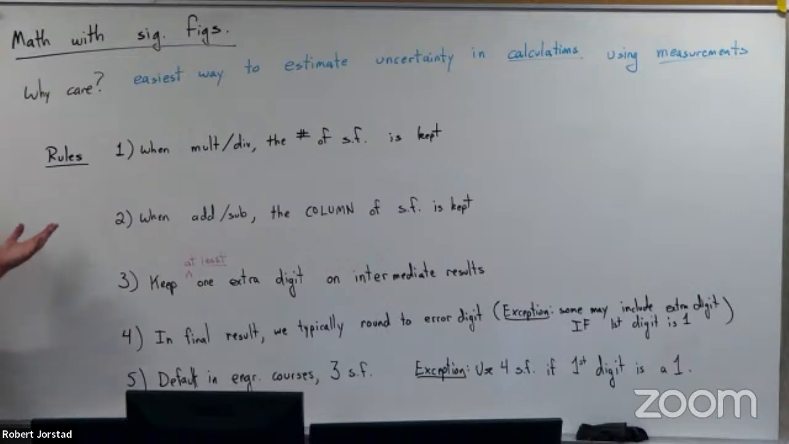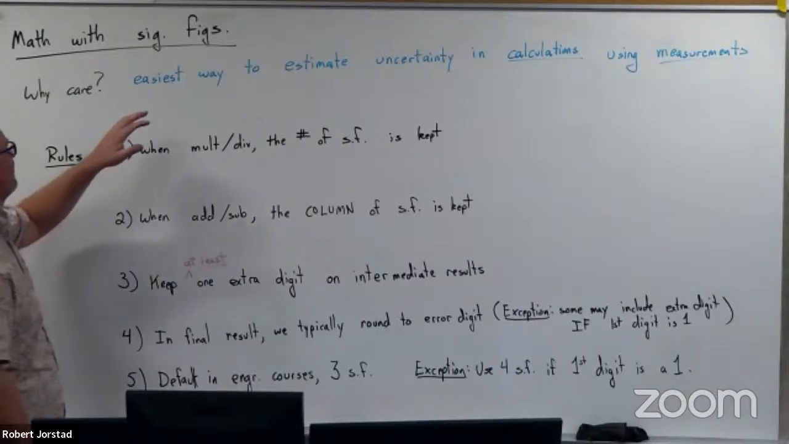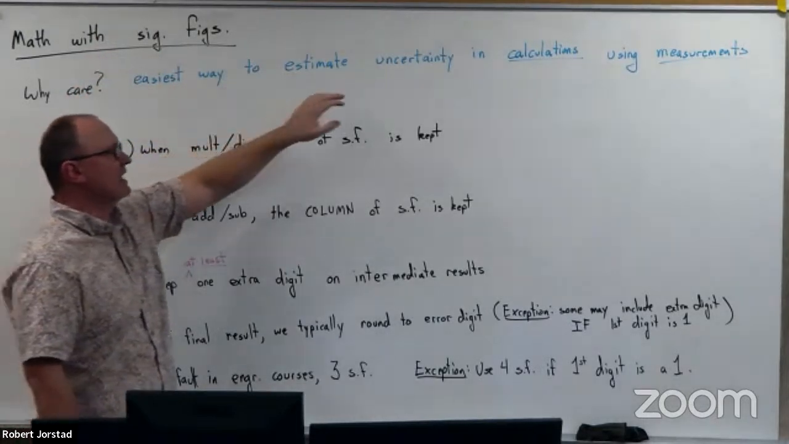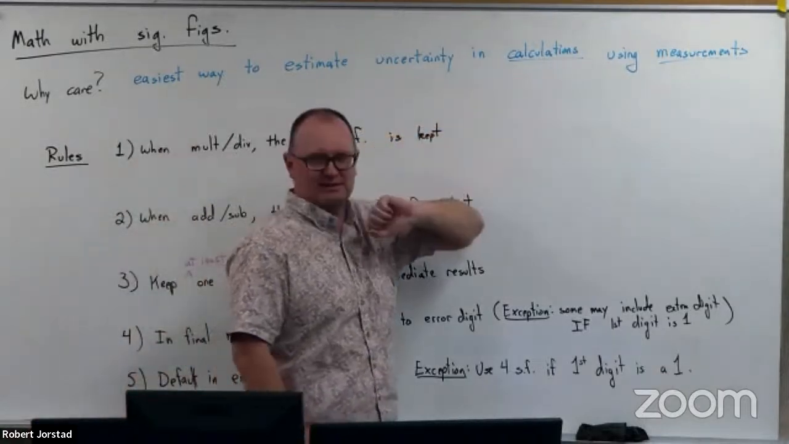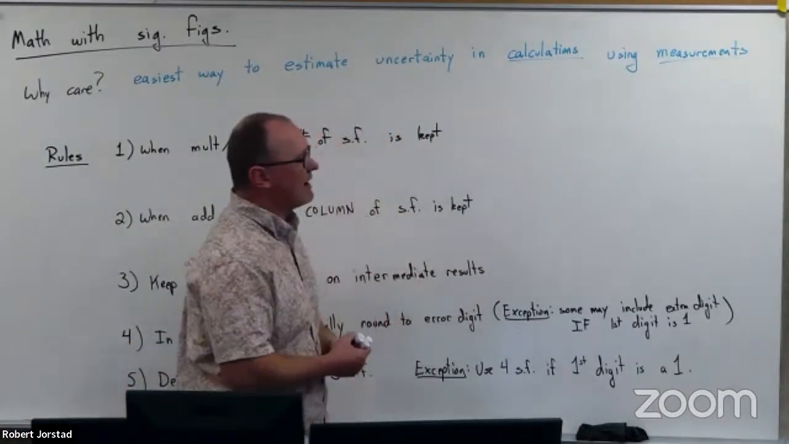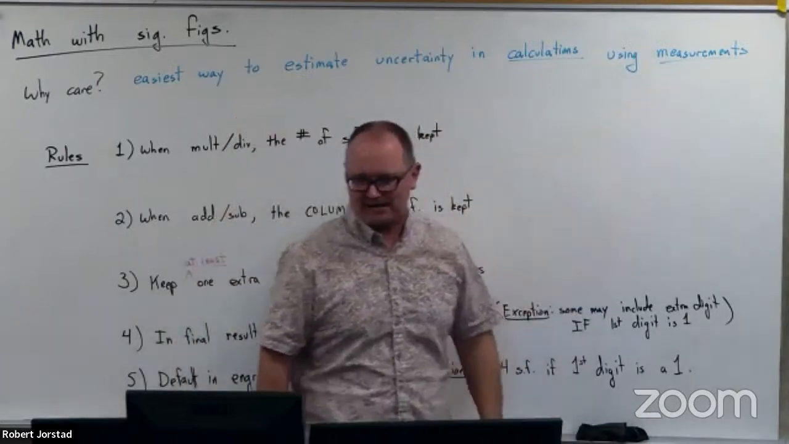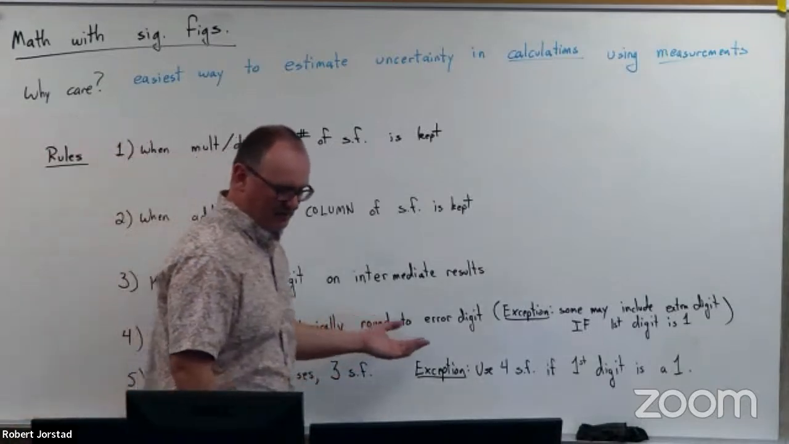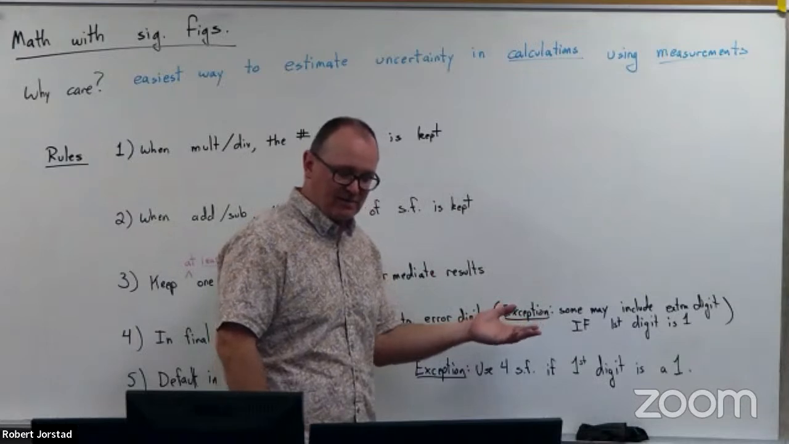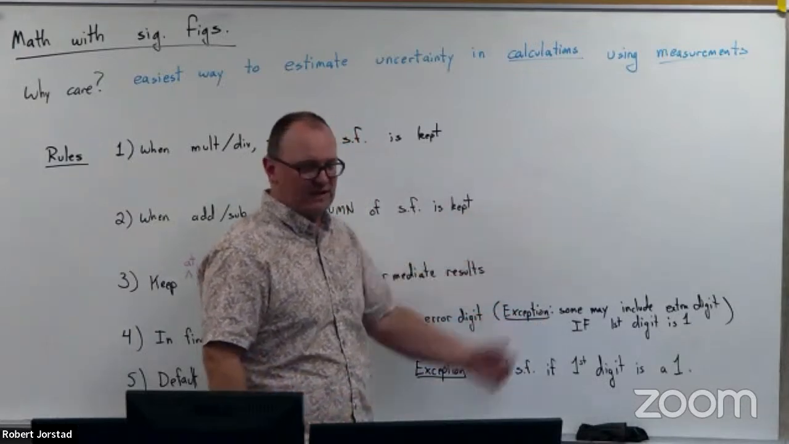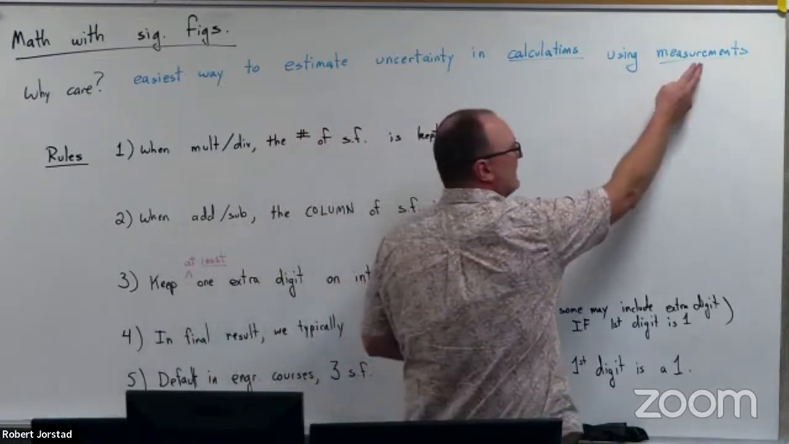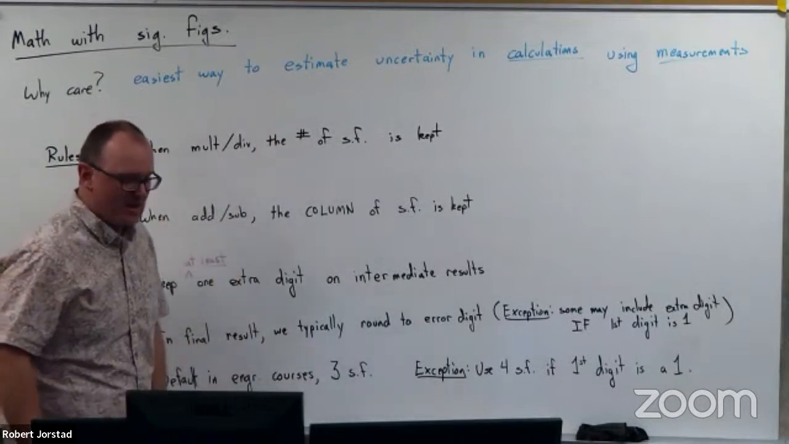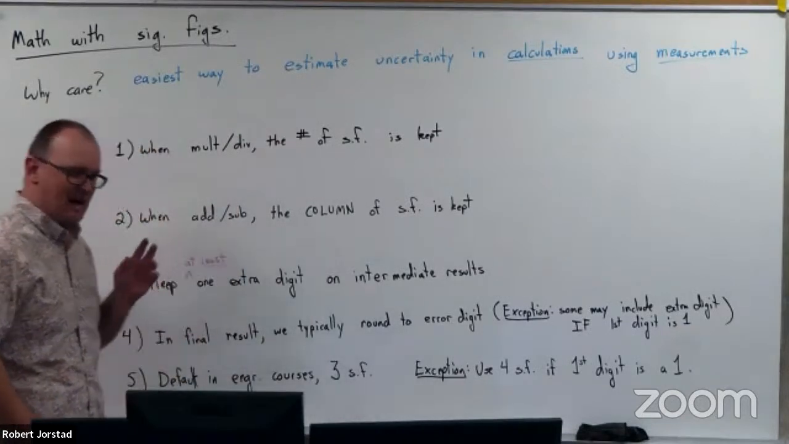For me, I guess the main reason I care is keeping track of sig figs in your calculations is the easiest way to estimate uncertainty in calculations using your measurements. So every measurement that you take in a physics class or engineering lab or something will have some uncertainty associated with it, right? It's either going to be a 2 sig fig or a 3 sig fig number, and obviously it's harder to get more sig figs. So essentially, the number of sig figs in your measurements should affect the number of sig figs in your calculations. And it turns out it's not obvious.